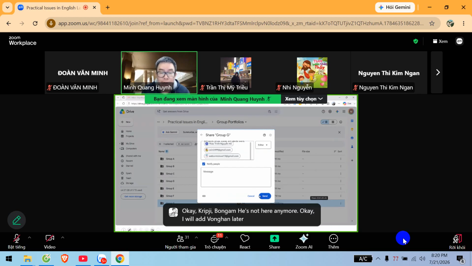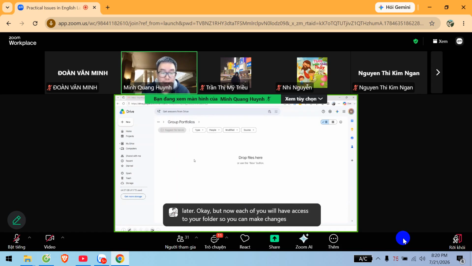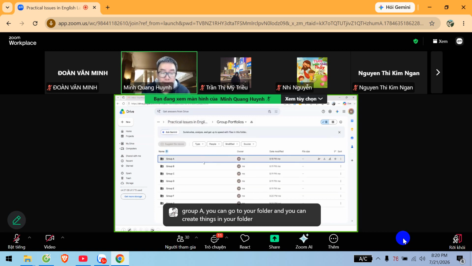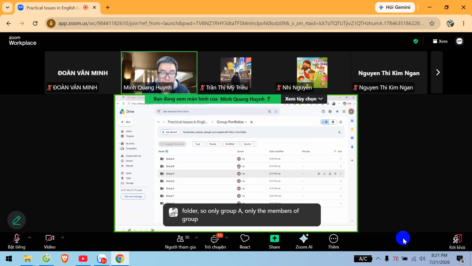But now, each of you will have access to your folder, so you can make changes in the folder. So the people of Group A, you can go to your folder and you can create things in your folder. The other groups, they can view Group A folder, but they cannot make changes to Group A folder. So only the members of Group A can add things to their folder. And the same for the other groups.